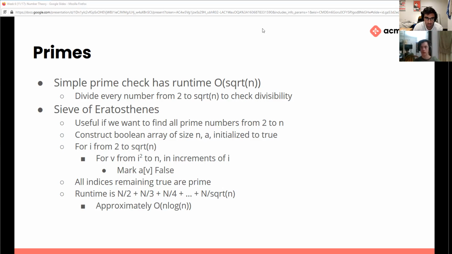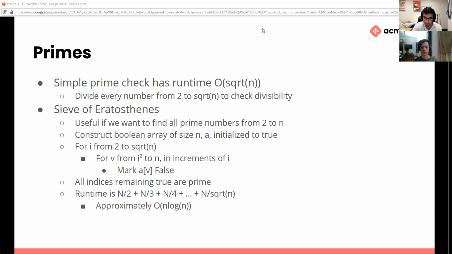Then we can analyze the runtime, right? If you're marking all even numbers as false, there's n over 2 even numbers, then there's n over 3 numbers divisible by 3, and so on. So it's just n over 2 plus n over 3 plus n over 4, all the way to n over square root of n, and this is similar to the harmonic series. So the runtime is n log n.